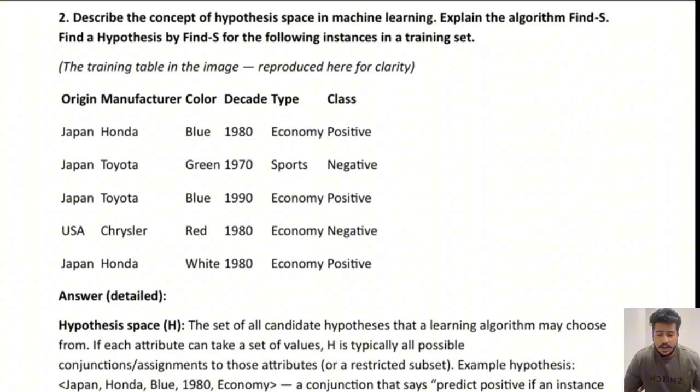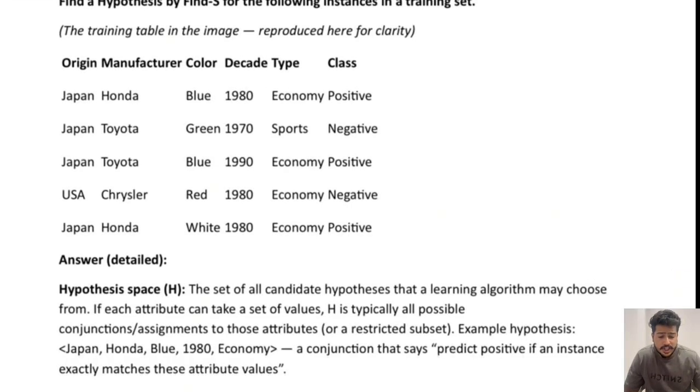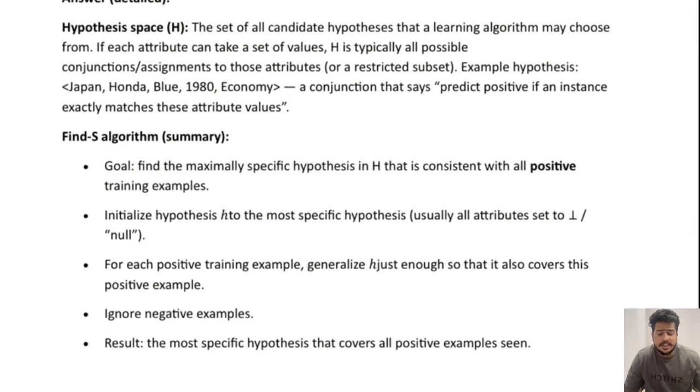Now the answer: hypothesis space H is the set of all candidate hypotheses that a learning algorithm may choose from. If each attribute can take a set of values, H is typically all possible conjunctions of assignments to those attributes, or a restricted subset. Example hypothesis: Japan, Honda, Blue, 1980, and economic. A conjunction that says predict positive if an instance exactly matches the attribute values.